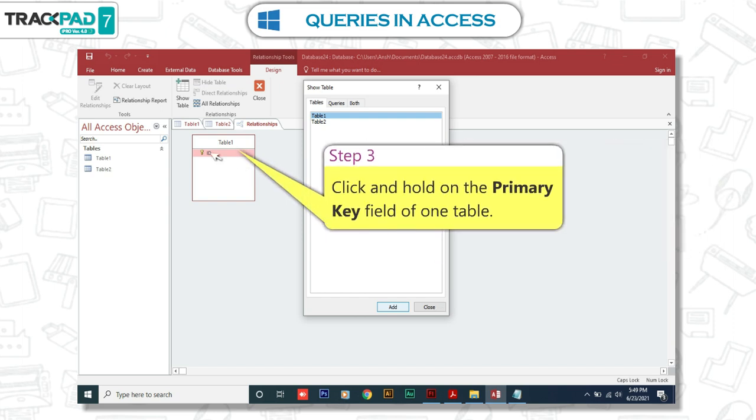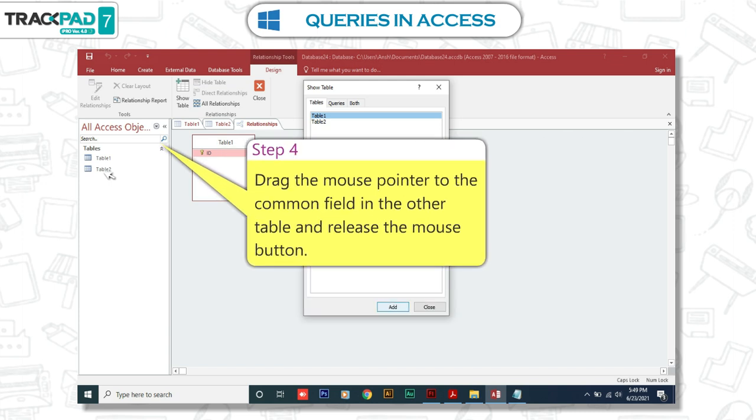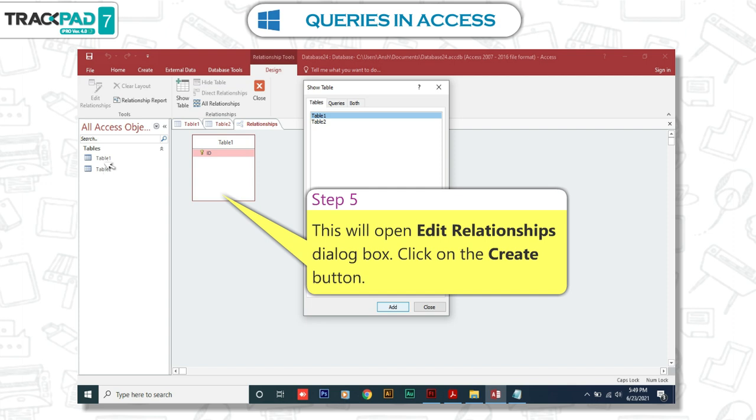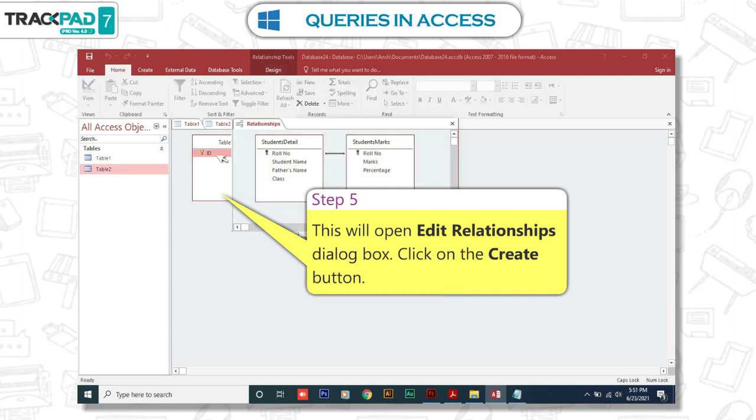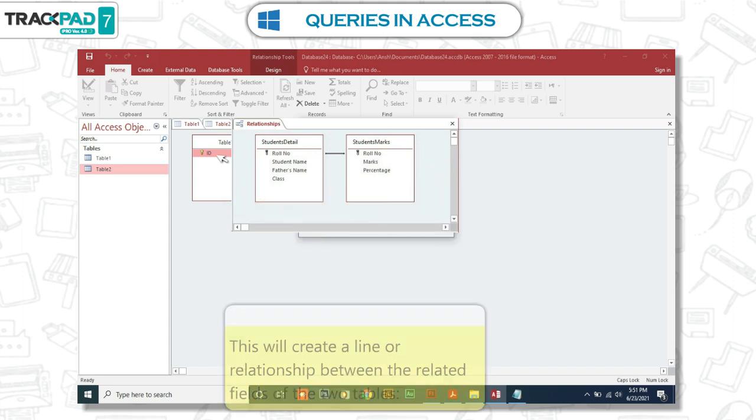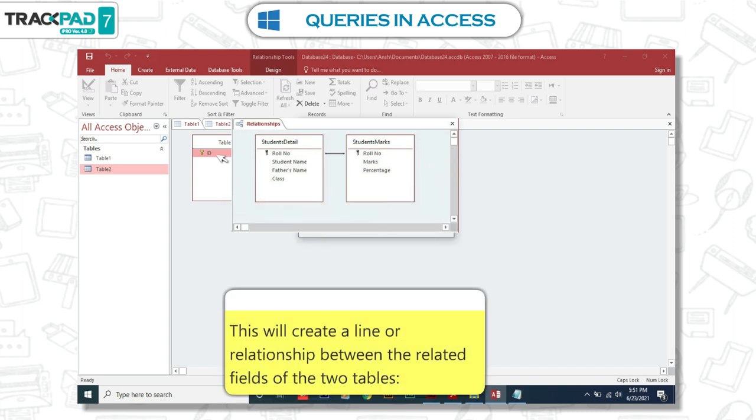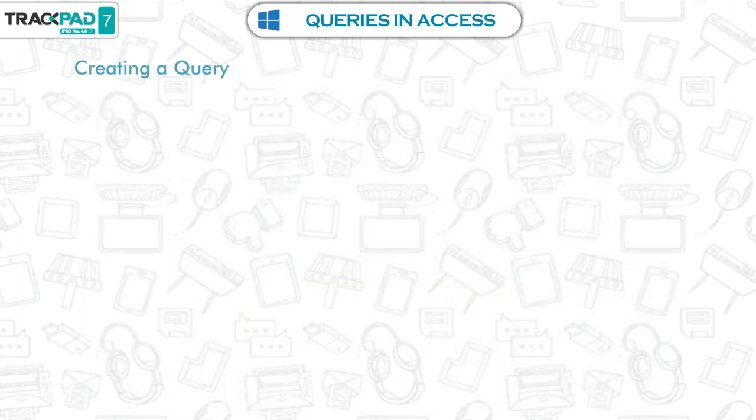Step 3. Click and hold on the primary key field of one table. Step 4. Drag the mouse pointer to the common field in the other table and release the mouse button. Step 5. This will open the Edit Relationships dialog box. Click on the Create button. This will create a line or relationship between the related fields of the two tables.